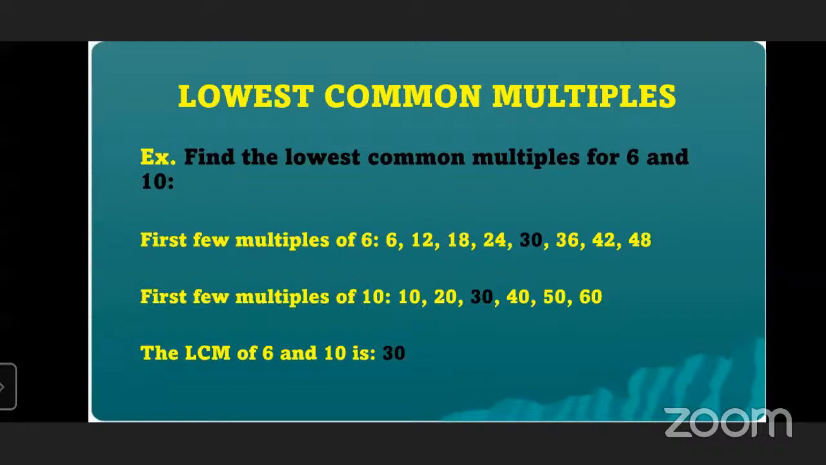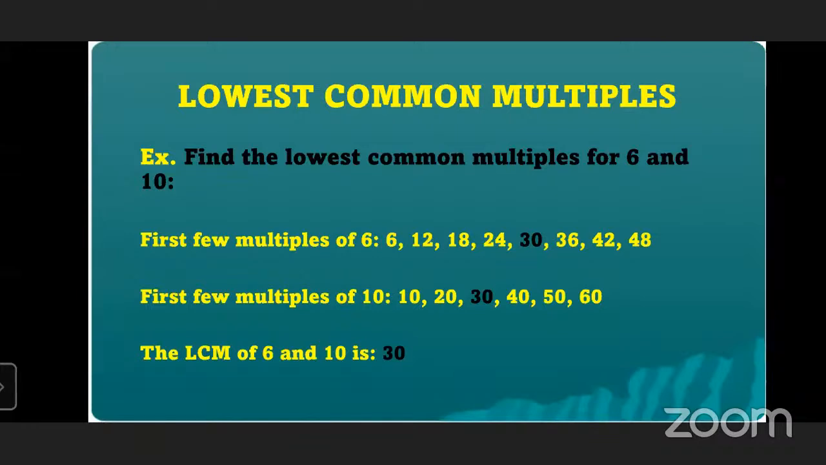Now, first few multiples of 6 and 10. Let's remind the table of 6. 6 ones are 6, 6 2s are 12, 6 3s are 18, 6 4s are 24, 6 5s are 30, and so on. Now, first few multiples of 10. Again, the table of 10. 10 ones are 10, 10 2s are 20, 10 3s are 30, 10 4s are 40, and so on.